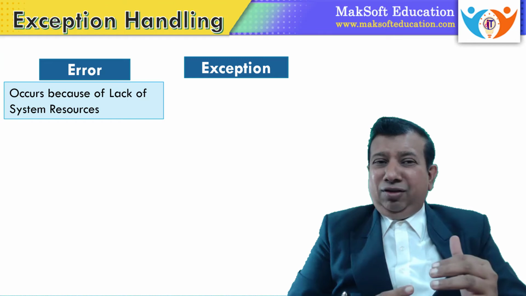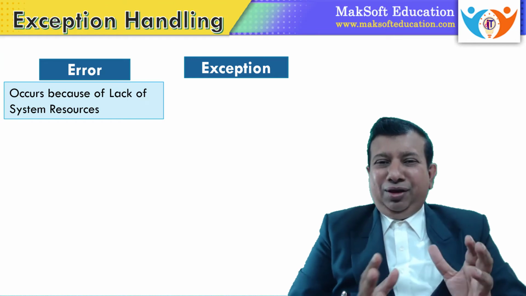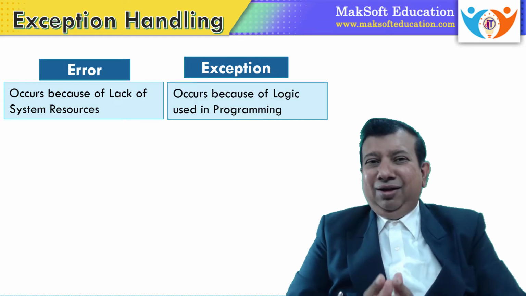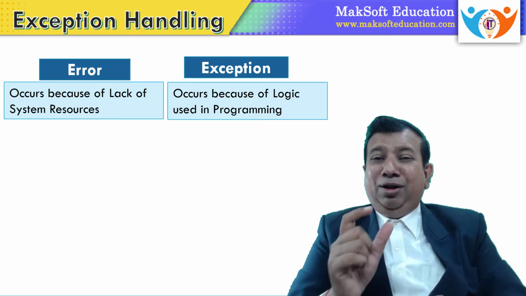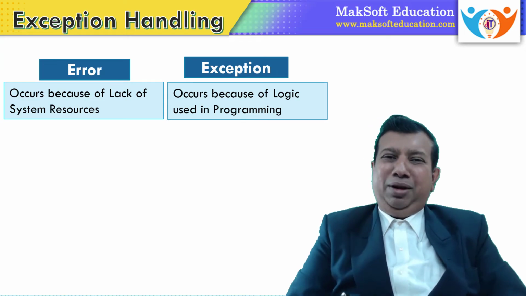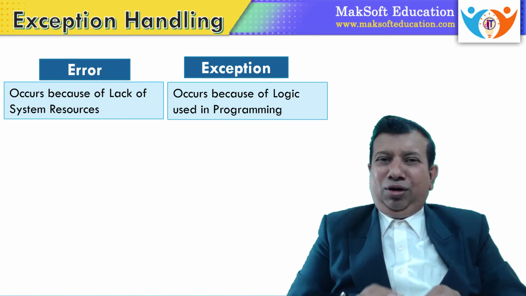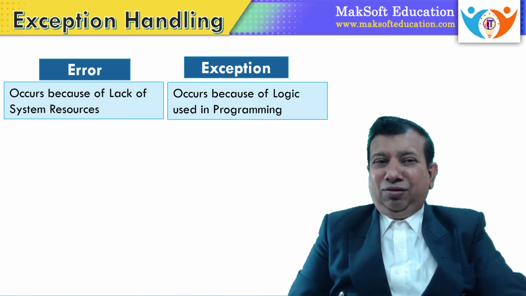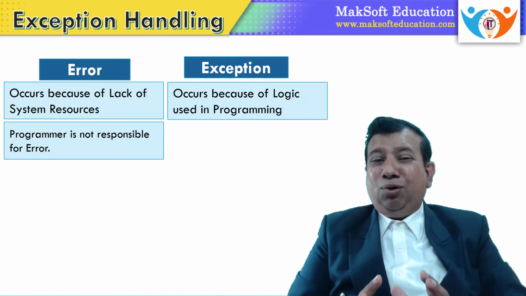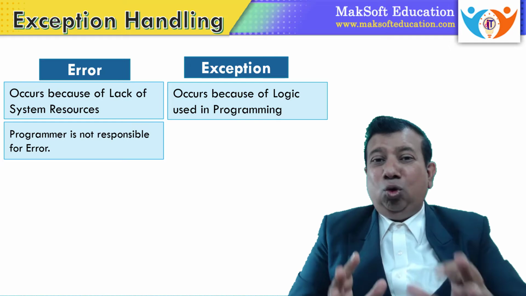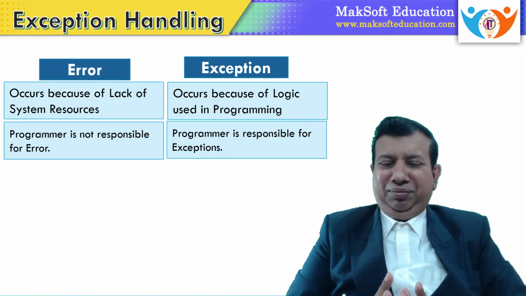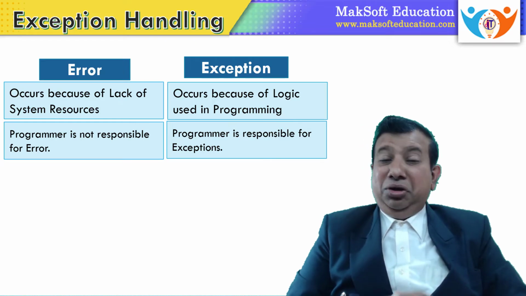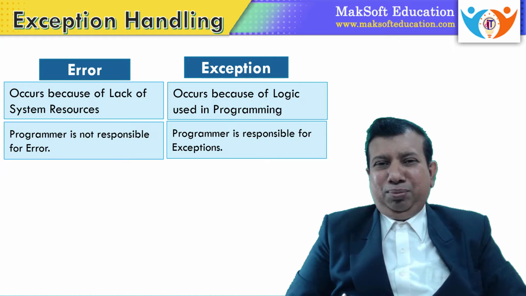So exception is something different from error. Error occurs because of lack of resources, system resources. On the other hand, exception occurs because of a logical problem in your program. So exception occurs because of the logic used in your program, and therefore one more difference we can say: the programmer is not responsible for error, but the programmer is solely responsible for the exception. Whatever logic you are using in a program, it may create an exception, and exception is the responsibility of the programmer.